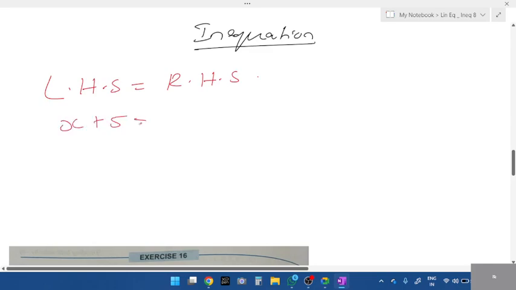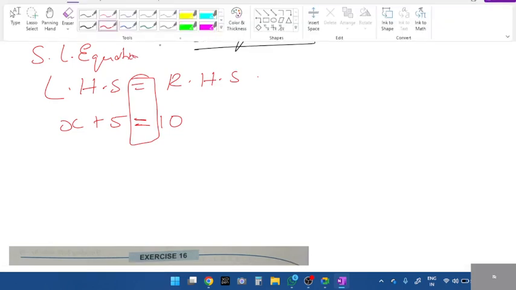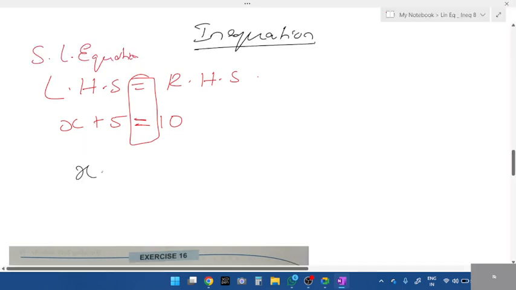x plus 5 is equal to 10. The sign in between should be equal to. This is the equation chapter, simple linear equation. So how do you solve this question? All of you will respond. If you want to find the value of x, plus 5 will go to the other side and become minus 5, right? 10 minus 5, the answer is 5.